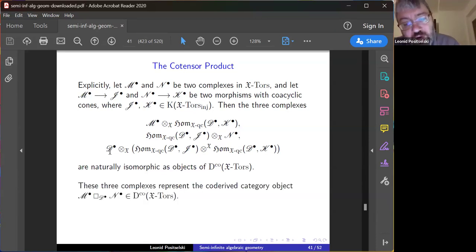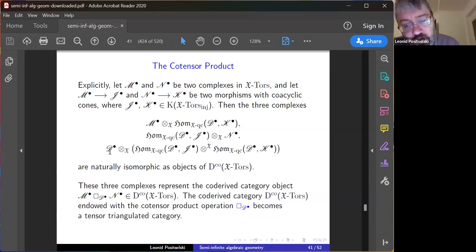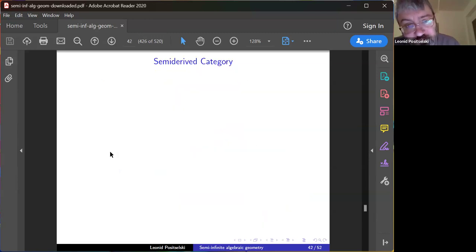The three complexes represent the coderived category object M cotensor over D N in D^co(X-tors). The coderived category endowed with the cotensor product operation becomes a tensor triangulated category. The dualizing complex is the unit object of this structure.